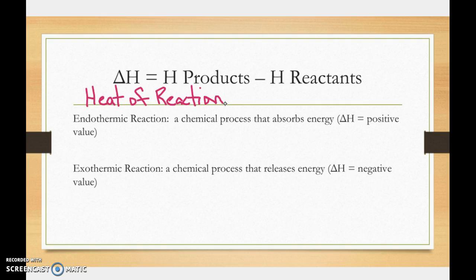Now we're going to focus in on this as either being an endothermic reaction or an exothermic reaction. So an endothermic reaction is when you get a positive value in your delta H, meaning that the energy you find in your products is going to be higher than the energy of your reactants, so you end up absorbing energy in the process. An exothermic reaction is where you're releasing energy, you're going to have a negative delta H, where your reactants actually have more energy than your products.